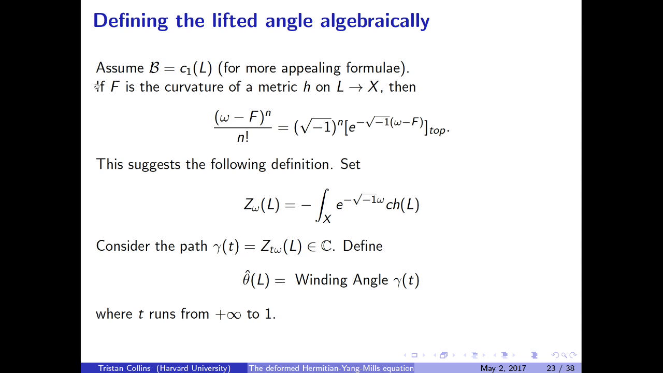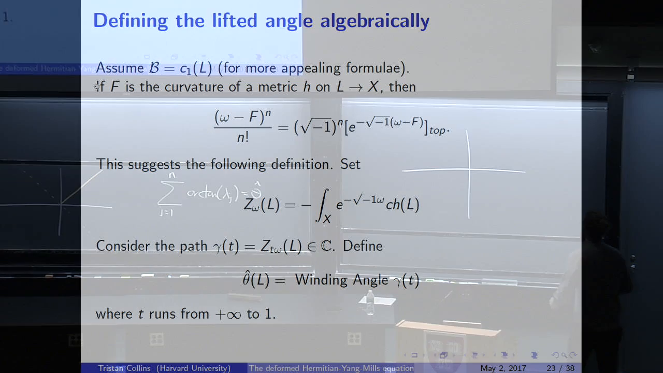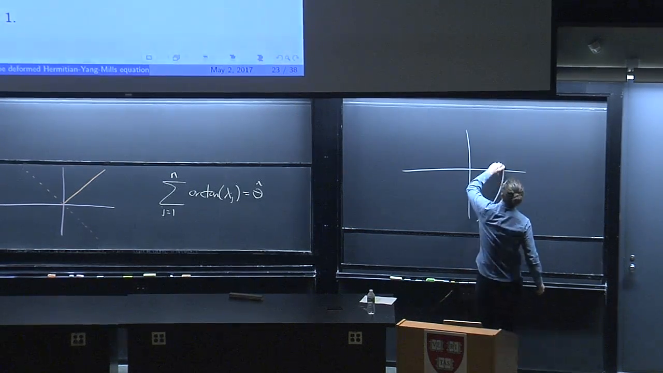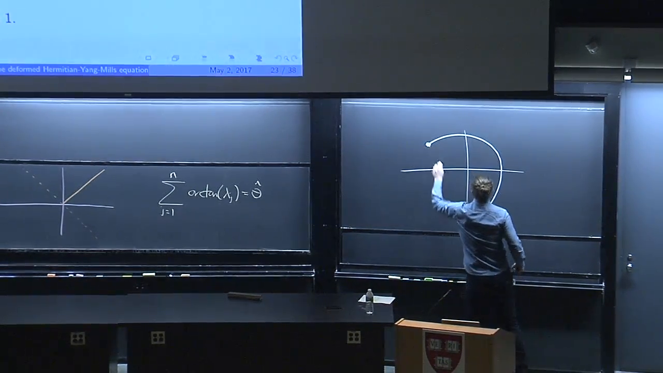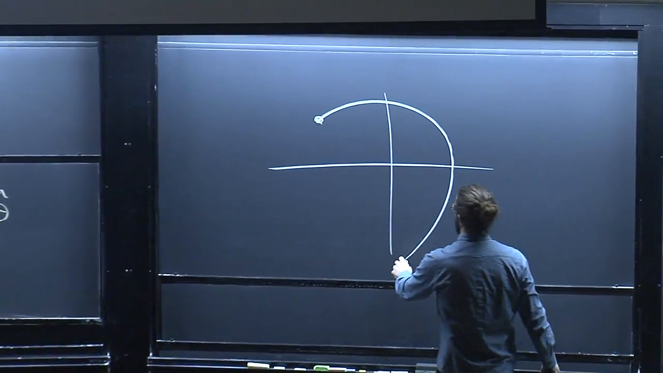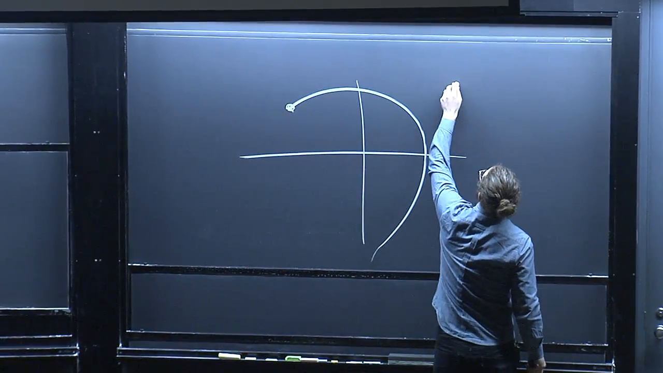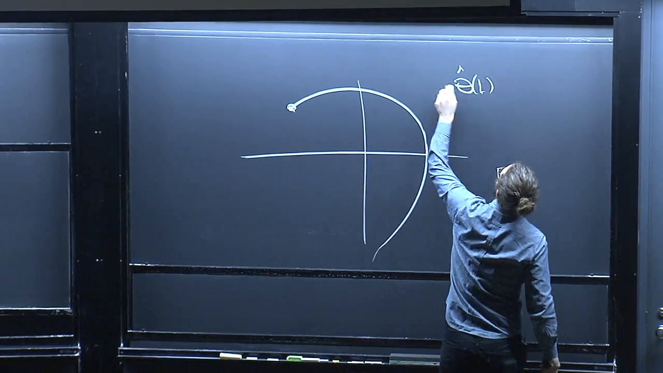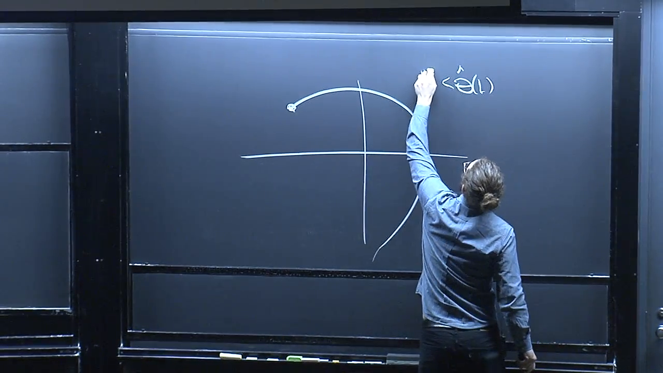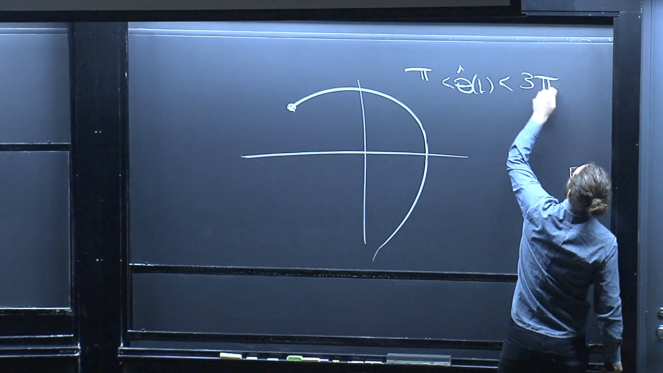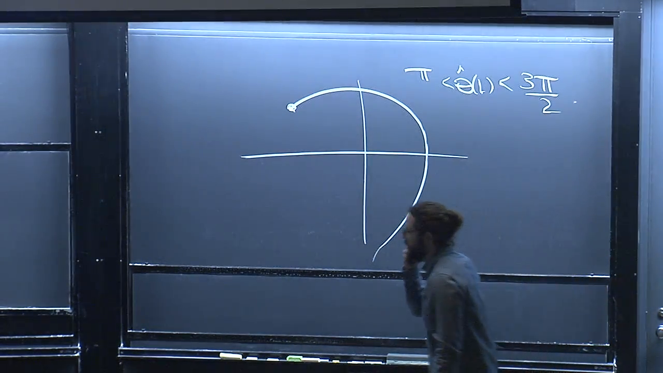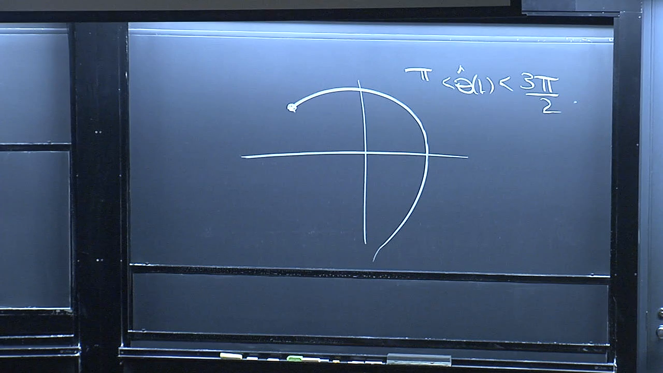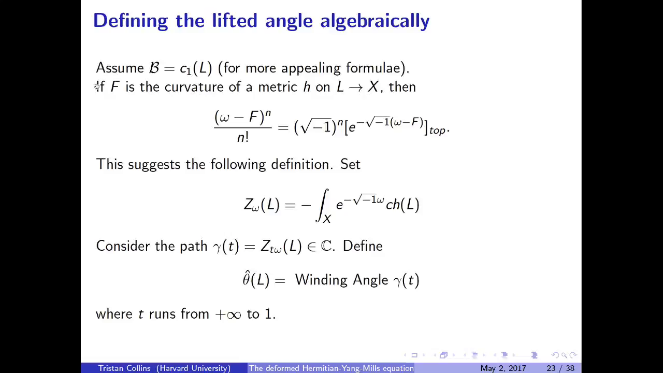And we just follow it as it moves, right? And we count its winding number. So maybe it goes like this. So here the winding number would be something like, theta hat of L would be between pi and 3 pi over 2. So this is a kind of typical example. And this is the right way to define this angle algebraically. So it depends on knowing this whole path inside of C.